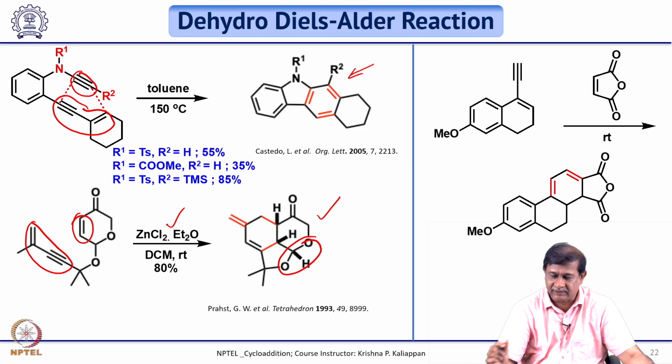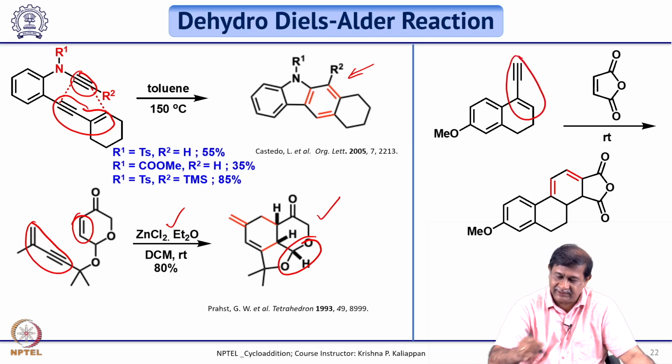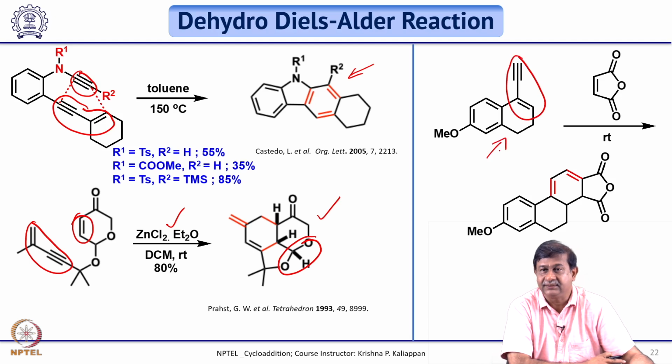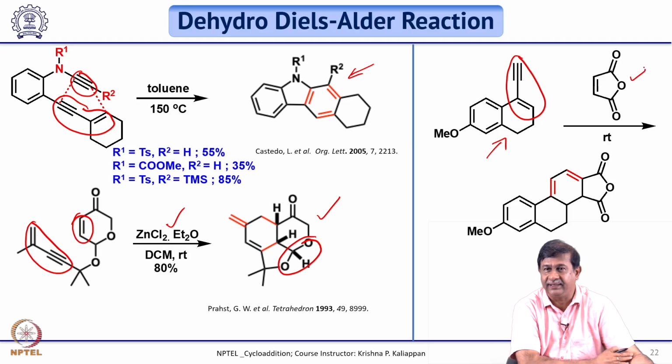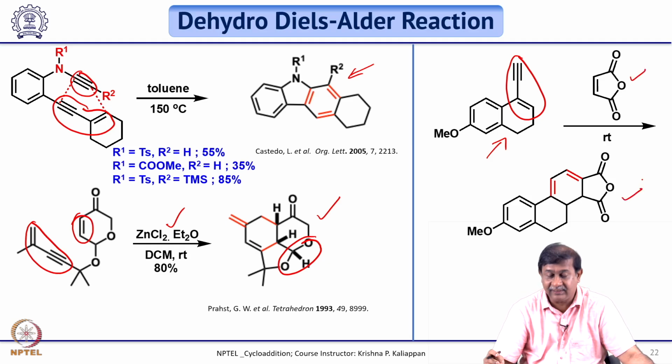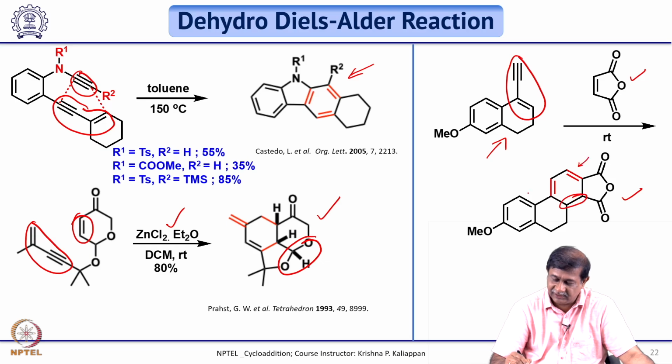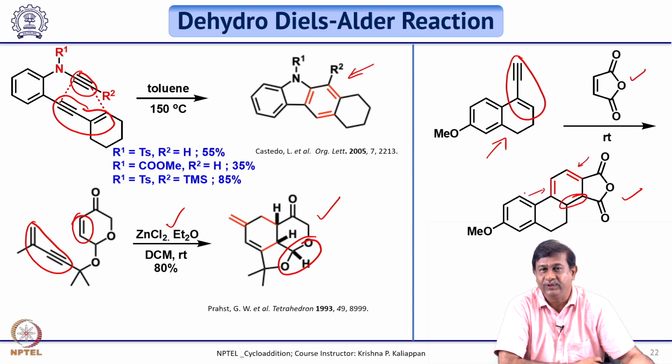One can also think about a similar example where the enyne is from the 6-methoxy tetraene compound, and then do the Dehydro Diels-Alder reaction with maleic anhydride, and you get a steroid-like compound. Now you can either aromatize by doing oxidation to introduce the double bond, or you can reduce this double bond to get the fully saturated C ring of the steroid.